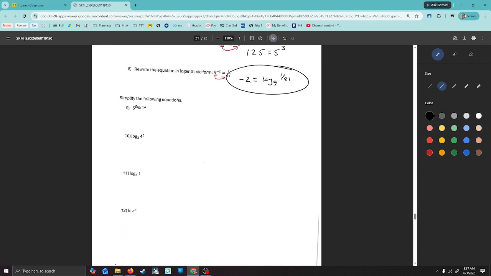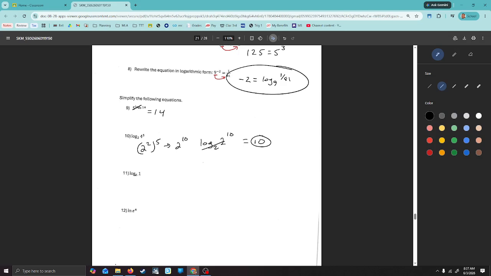Over here, because this is 5 and log base 5, I can cancel it out. It's 14. Over here, it's log base 2 of 4 to the 5th power. They don't match, so I'm going to rewrite 4 to the 5th power as 2 squared to the 5th power, which is going to be 2 to the 10th power. Now it's log base 2 of 2 to the 10th power, which I can cross out and I'm just left with 10.